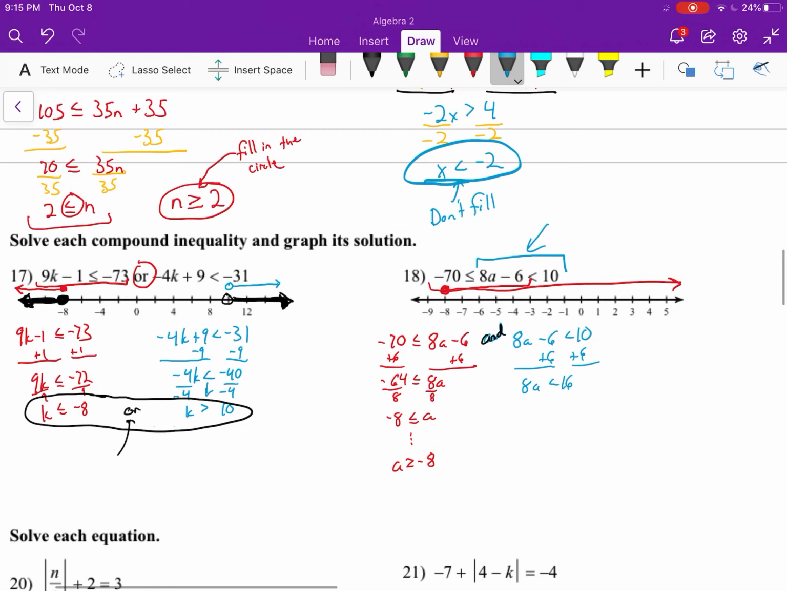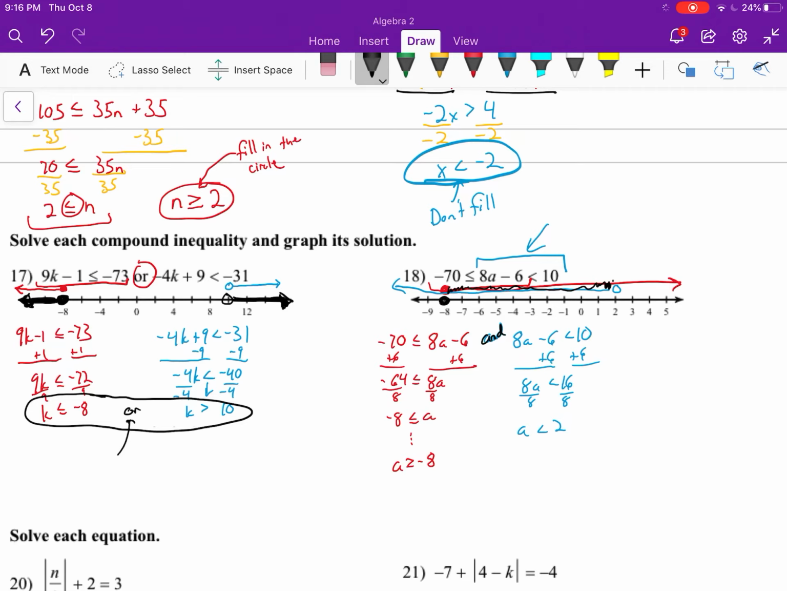8a is less than 16, divide both sides by 8, and you get a is less than 2. Well, a is less than 2, here's 2, open circle, goes this way, and our solution will be where those two things overlap each other. Well, that is from negative 8 all the way up to 2, but not including 2 because it's got that open circle there.